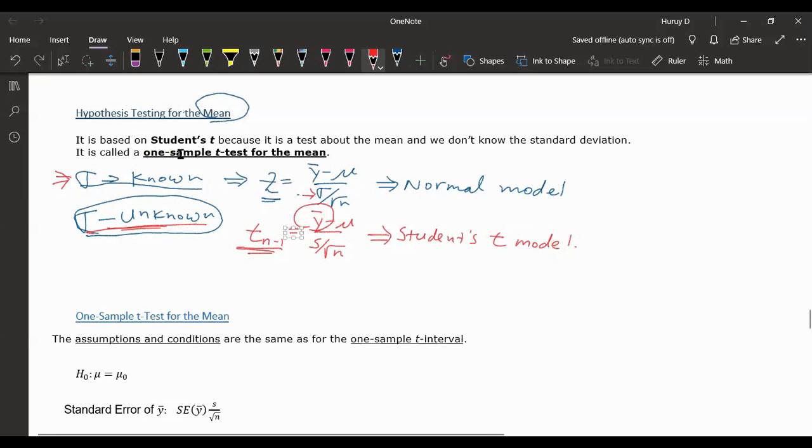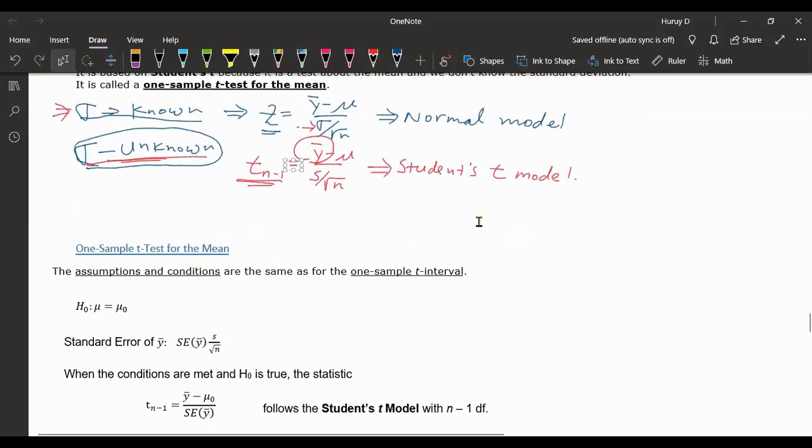Therefore, we call it one sample t-test because we are testing a one sample mean. And so the test is called one sample t-test for the mean. Again, here is the assumption. We don't know the population standard deviation. That's why we are using the T model. Otherwise, we would have used the Z table or the normal model. Okay, so what is this one sample t-test for the mean, or what are the procedures?